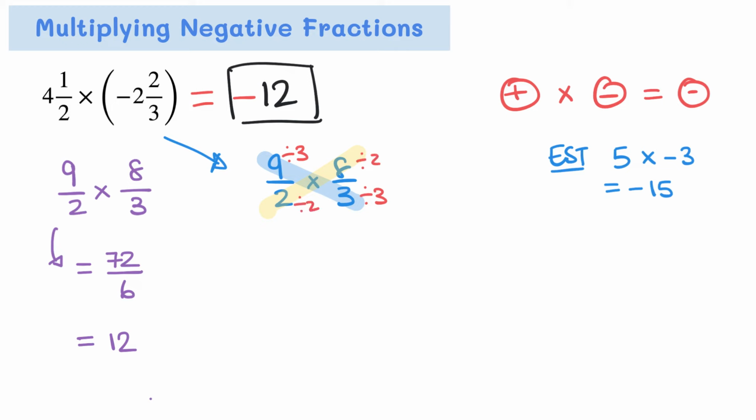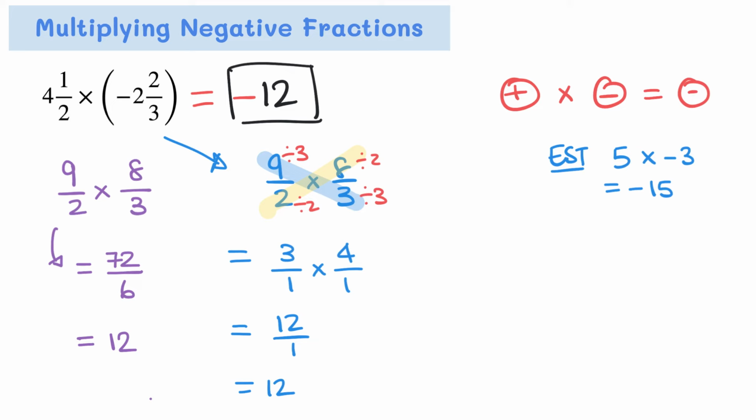So now when I rewrite this, I'm going to have 9 divided by 3, which is 3, over 2 divided by 2, which is 1, times 8 divided by 2, which is 4, and then 3 divided by 3, which is 1. And now I can multiply across. 3 times 4 makes 12, 1 times 1 makes 1, and then 12 over 1 is just 12.